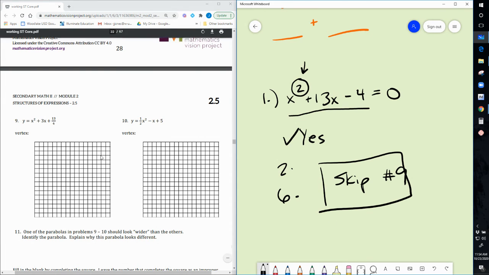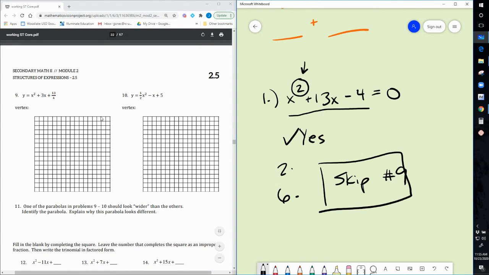I talked about that in the last video, how to go from standard form to a graph by finding the vertex, where's the stretch. So go back and look at that. I'm not going to make this video extra long. I'd rather you just go back and watch that video. And then number 11 just says one of the parabolas looks wider. So go ahead and talk about that. Write a couple sentences.